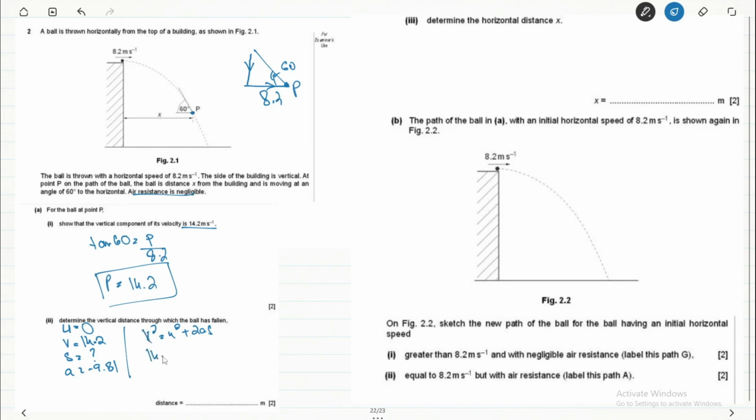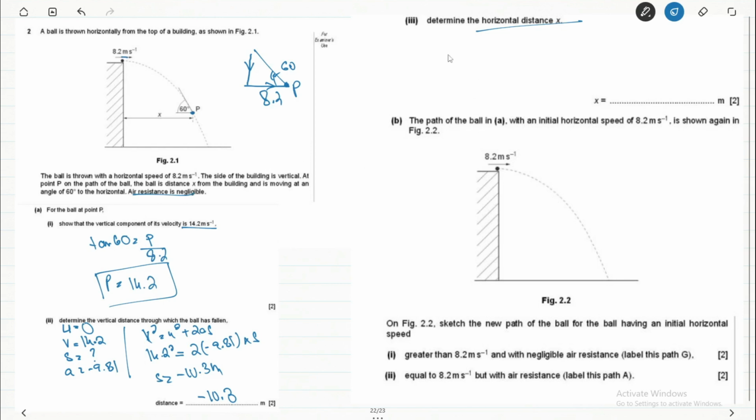So 14.2 square is equal to 2 times negative 9.81 multiplied by s. So the s value becomes negative 10.3 meters, because the displacement was downwards and we took downwards to be negative. So it was negative 10.3 meters. Now, determine the horizontal distance x.